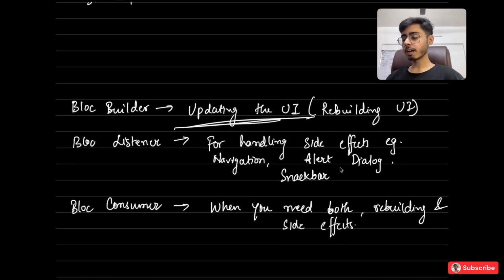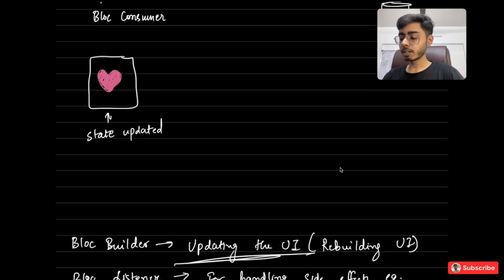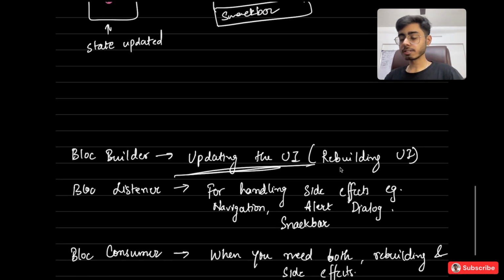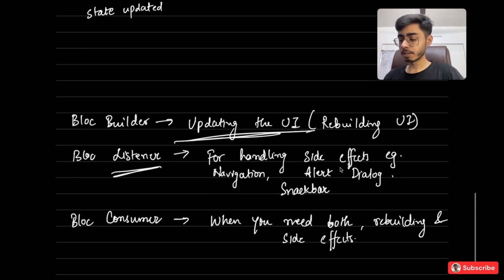Bloc Listener. When you are not concerned about rebuilding the UI, you want to perform some side effects. Like if, instead of that, let's say you wanted a snack bar. You know that message that comes at the bottom? This is called a snack bar. If you wanted to show that, this is a side effect. This is not UI building, right? So this is a function that is running, or an alert dialog box, or navigation. For that we need BlocListener, because this does not build the UI. This just runs the function or calls the function.